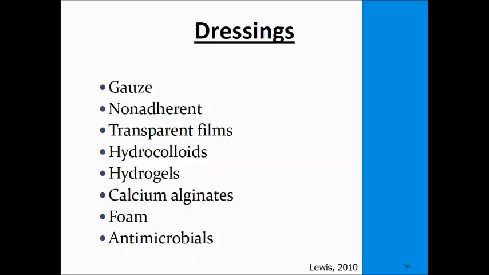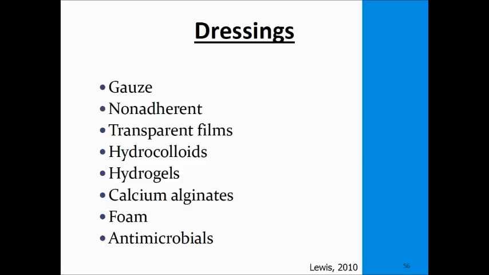Transparent films are semi-permeable; they do permit gaseous exchange between the wound and environment. Examples: Opsite, Tegaderm. These can also help prevent friction. You can use these as a secondary dressing over the filler dressings that are filling dead space.